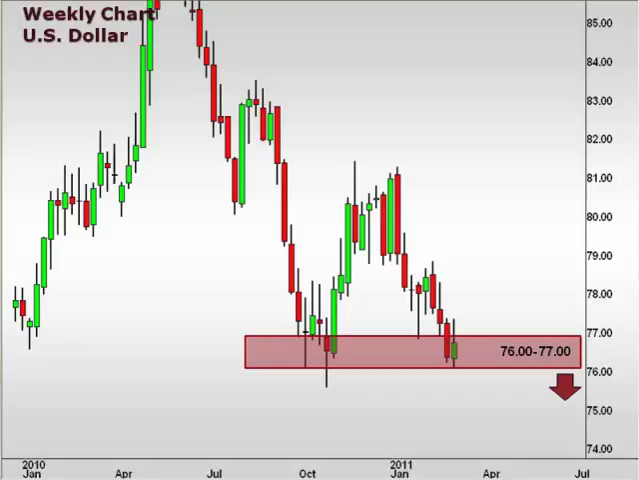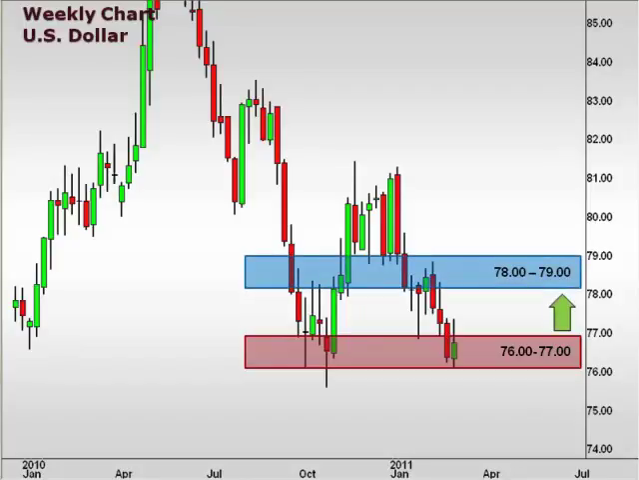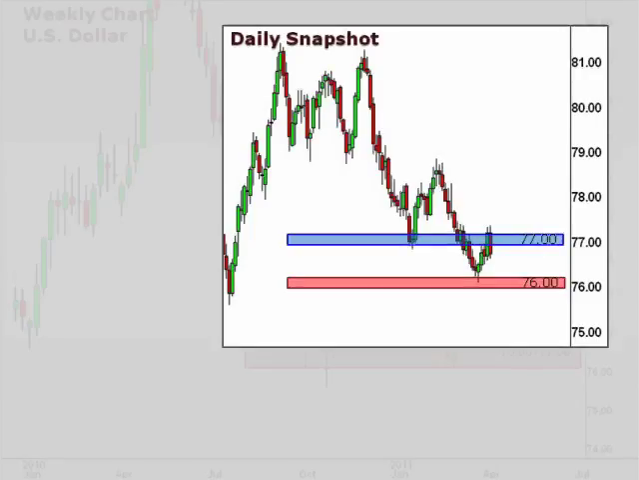A reversal and break back above 77 signals a possible test of the 78-79 focal zone. Let's take a quick look at a daily snapshot. The daily chart clearly reflects the resistance level at 77, with last Friday's close suggesting a possible retest of 76.